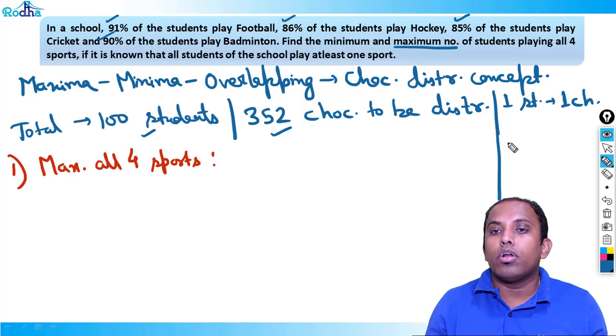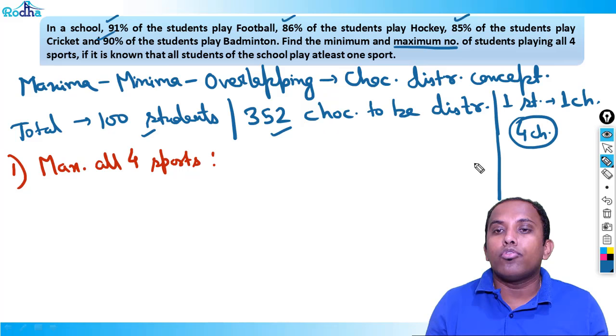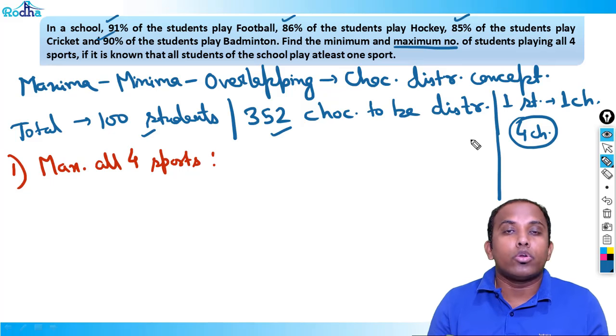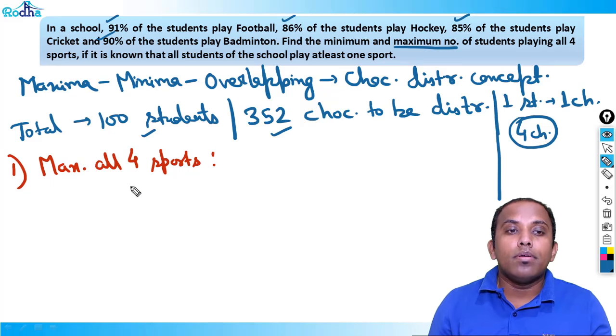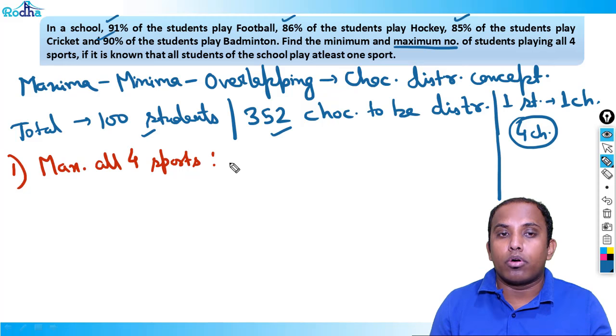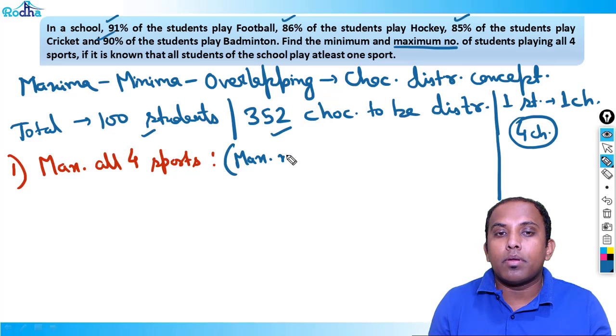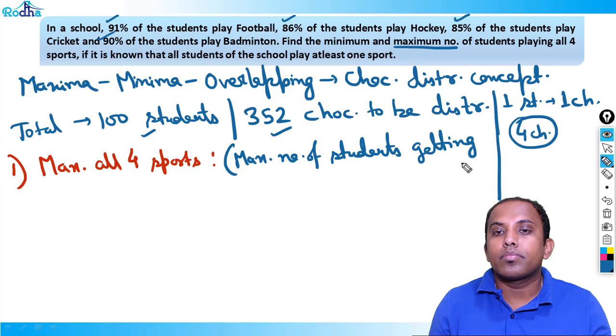a student playing all 4 games will get 4 chocolates. A student who plays any 3 games will get 3 chocolates, and a student who plays any 2 games will get 2 chocolates, like that. So maximum people playing all 4 sports means indirectly that I want the maximum number of students getting 4 chocolates each.